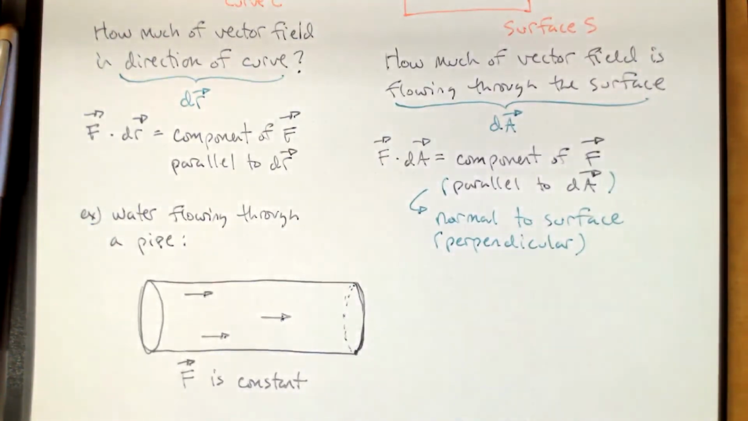Constant. So we're going to imagine the vector field as a constant speed of water through the pipe, even close to the edges of the pipe. The water is not getting stuck on the edges of the pipe and slowing things down.